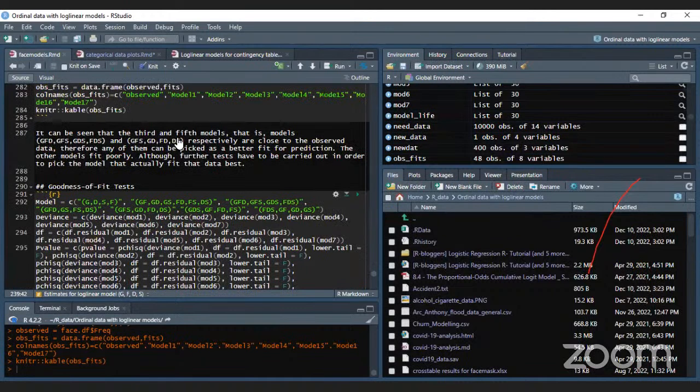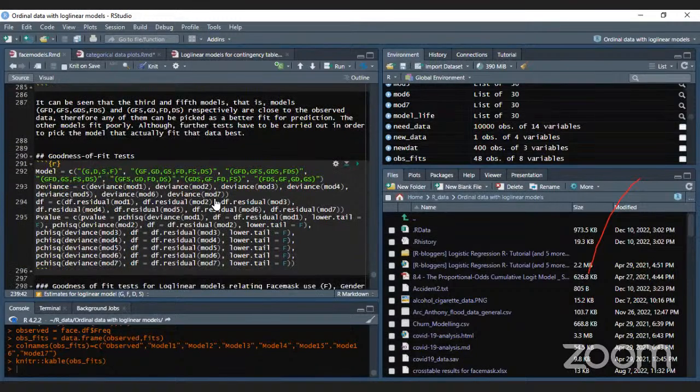It can be seen that the third and fifth models, because all this GFD you see, I combined all of those factors together. I did comparison. So this model 3 and this model 5 are close to the observed data. Therefore, any of them can be picked as a better fit for prediction. The other models fit poorly, although further tests have to be carried out in order to pick the model. So the test of goodness of fit is this here.